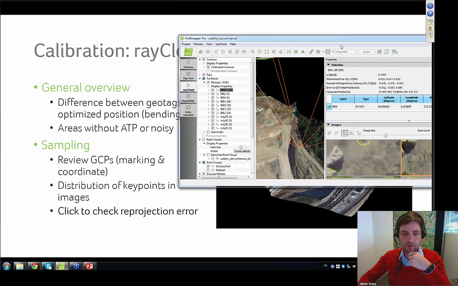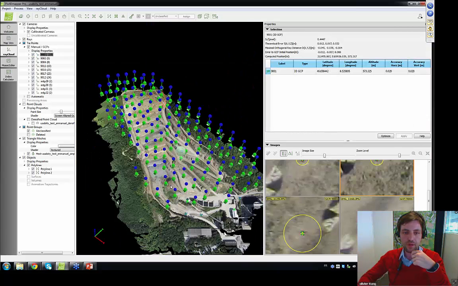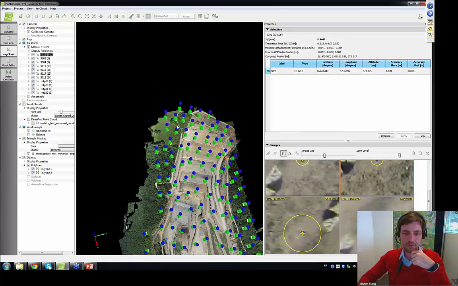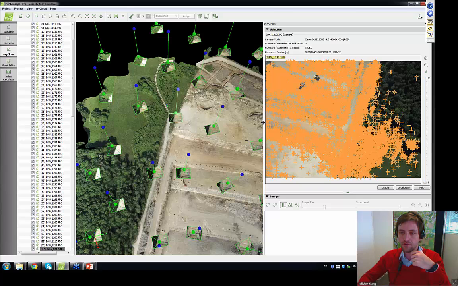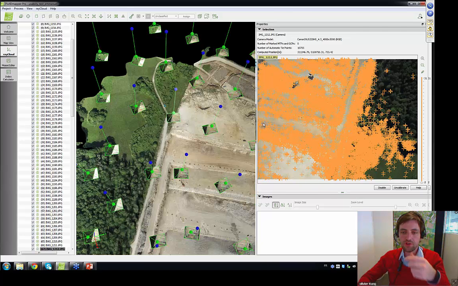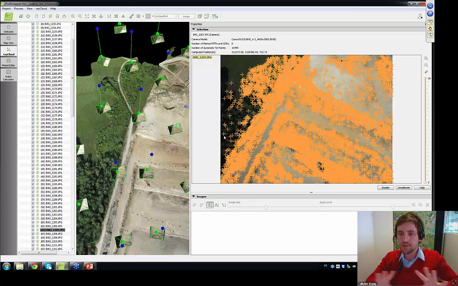Another check that we very often do for projects is you select a few images, like for example this one, and you look here on the right at the distribution of the key points. So when you click on an image, you get this image and you see the distribution of the key points. A key for a successful project is a homogeneous distribution of the key points in the image.